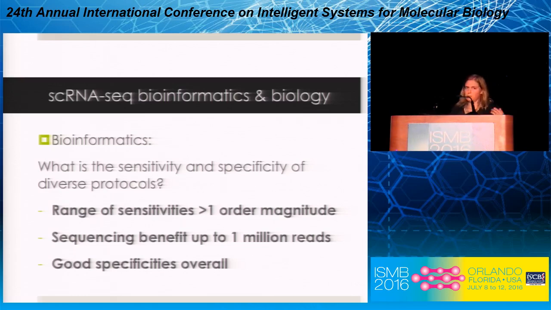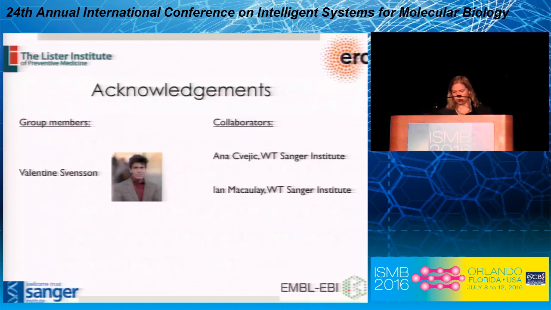So this is just to say that this is using these spike-ins as a way of assessing sensitivity of the protocols. We want to know what we're dealing with, and we see a wide range of sensitivities over more than an order of magnitude. We can calculate that there is a sequencing benefit in increasing sensitivity up to about 1 million reads. And overall, all of the protocols have pretty good specificities. And so armed with that information, we can then proceed to apply whichever method is most suitable to our biological questions.